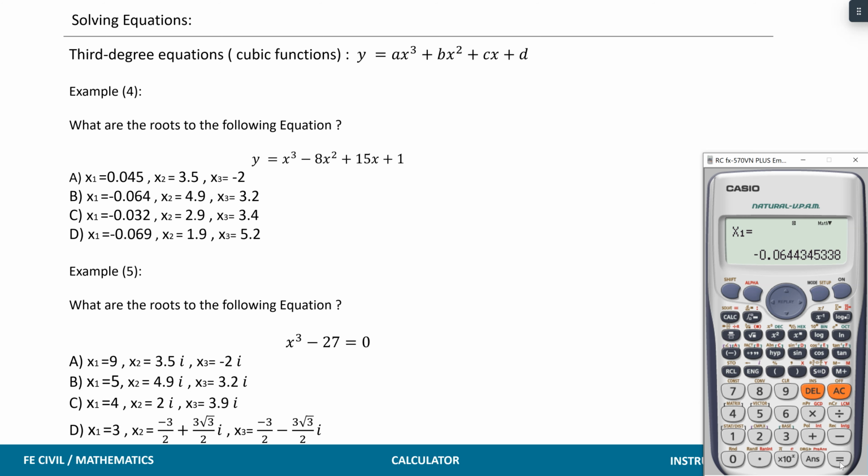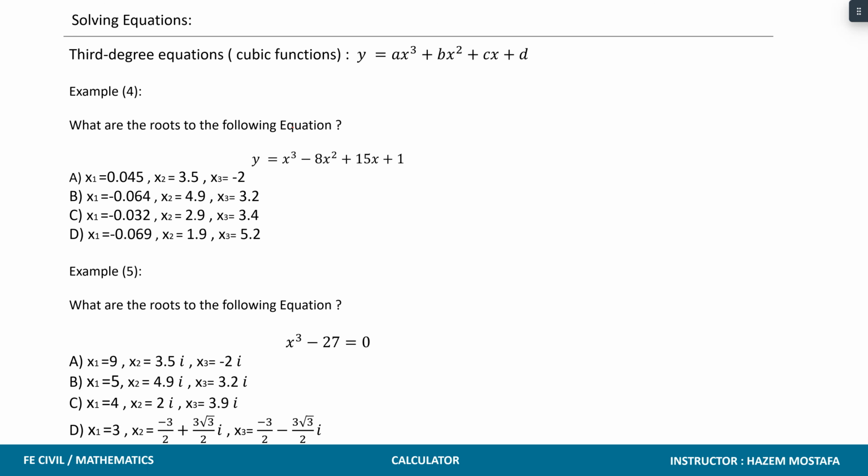Equal. So x1 is negative 0.064, x2 is 4.9, and x3 is equal to 3.17. So the right one is number B.